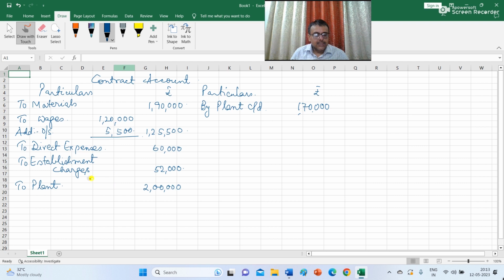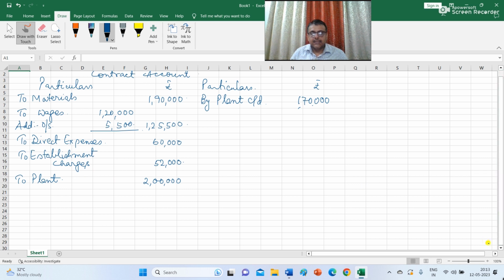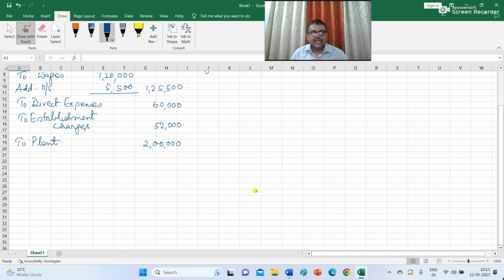Next item is cost of work uncertified. So I have to leave some space here, and then in the next part, as I have done in my previous problem also, I have to write it here as by WIP, value of work certified.